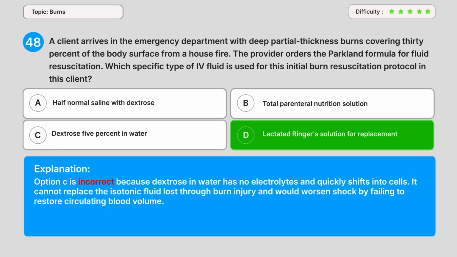Option C is incorrect because dextrose in water has no electrolytes and quickly shifts into cells. It cannot replace the isotonic fluid lost through burn injury and would worsen shock by failing to restore circulating blood volume.